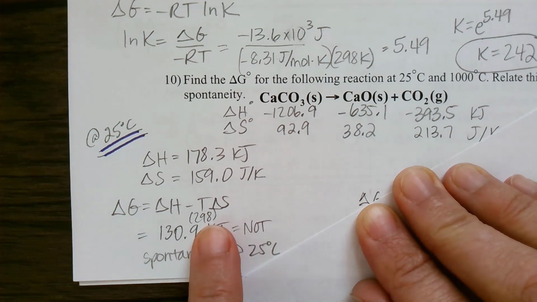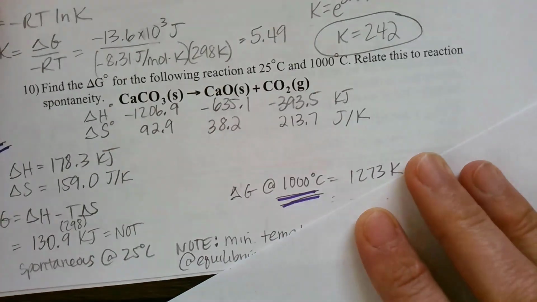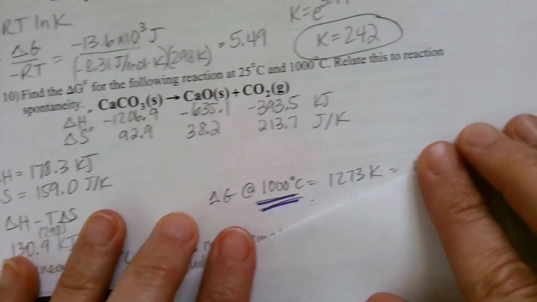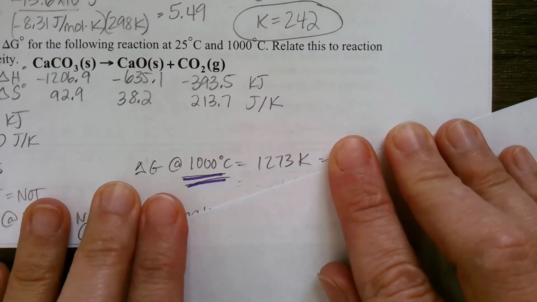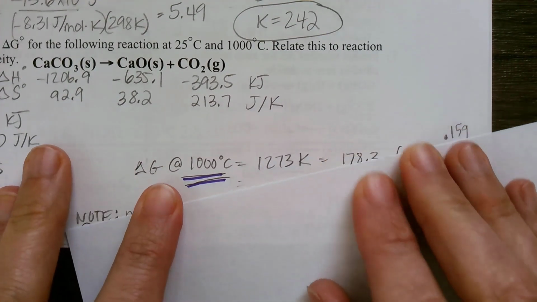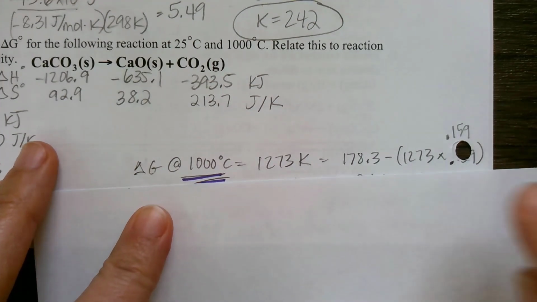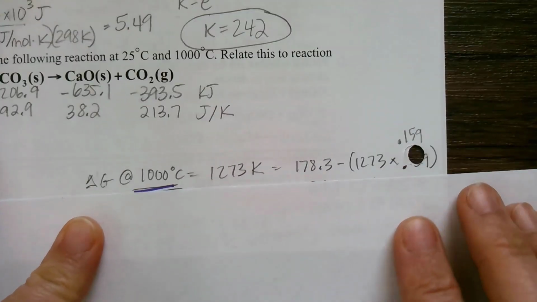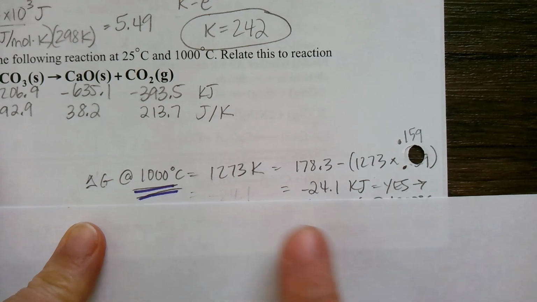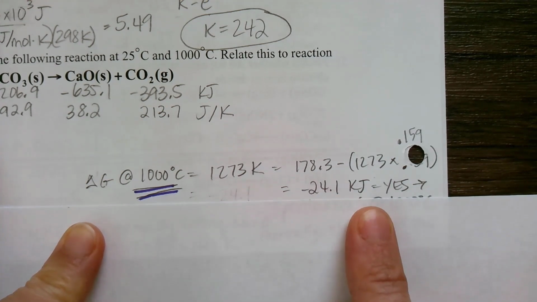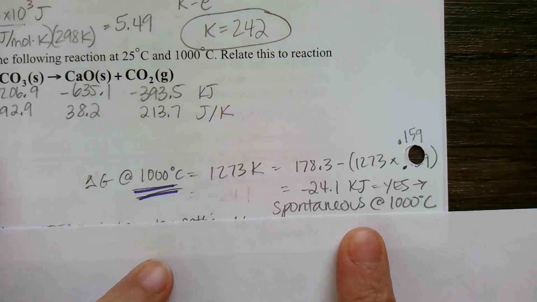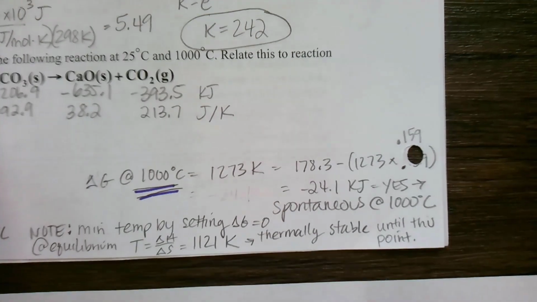Let's plug in these values at 1,000 degrees Celsius. 1,000 degrees Celsius is 1,273 Kelvin. So if we plug in our values for that, I get negative 24.1 kilojoules, which means yes, it is spontaneous at 1,000 degrees Celsius.